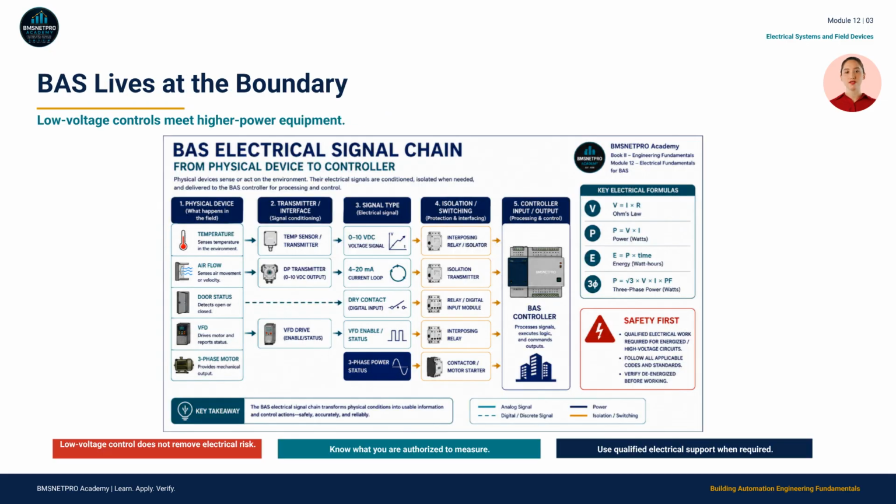BAS professionals often work between low-voltage control wiring and higher-power electrical equipment. In the same mechanical room, you may see 24-volt controller power, a 4 to 20 milliamp signal, a VFD command, a motor starter, and three-phase power status. The BAS may monitor those conditions, but monitoring is not the same as being authorized to work on energized equipment.